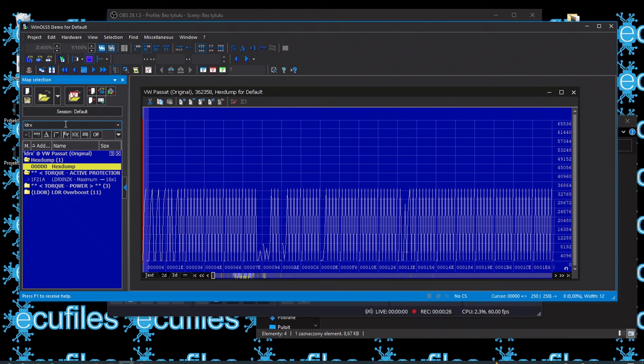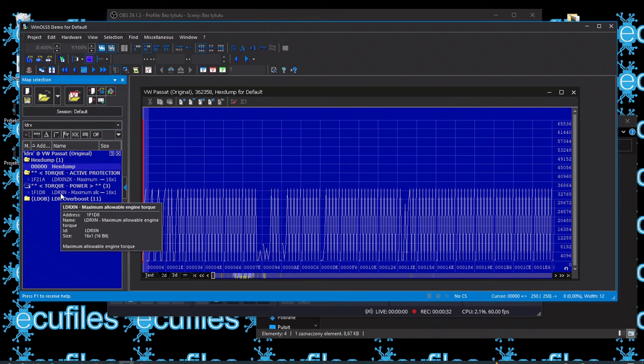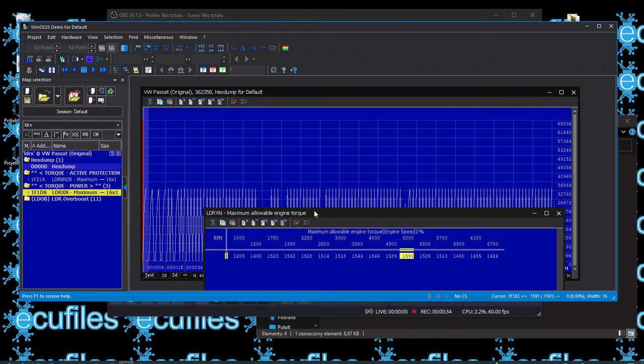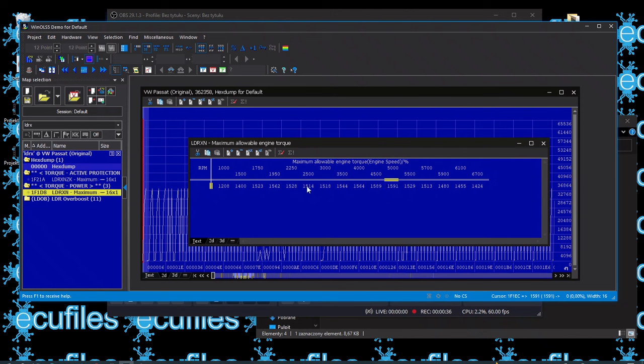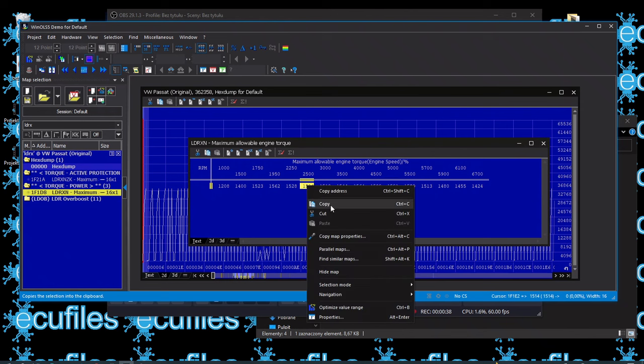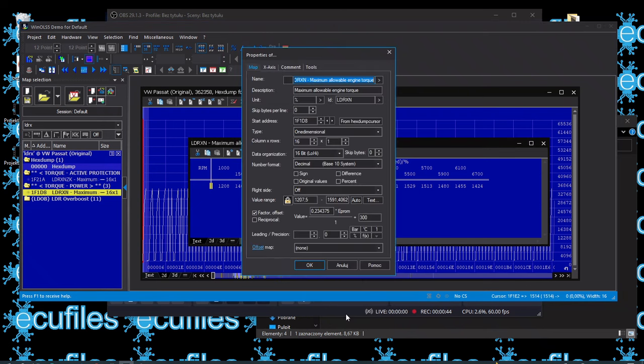To increase boost, start by modifying the LDRXN map. There are no turbo maps in the 1.8T. Everything is based on a specific load. To convert the load to the pressure, multiply the load value from the LDRXN map by 10 and add 300. Remember that this is an estimated value. Check the real values in the logs.